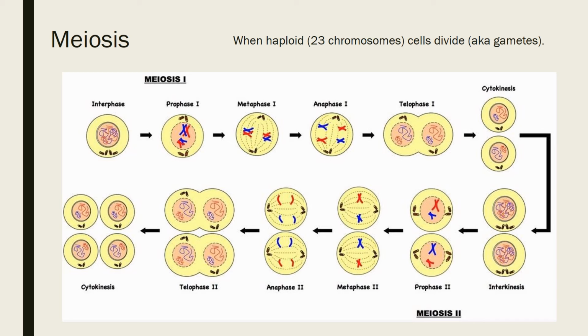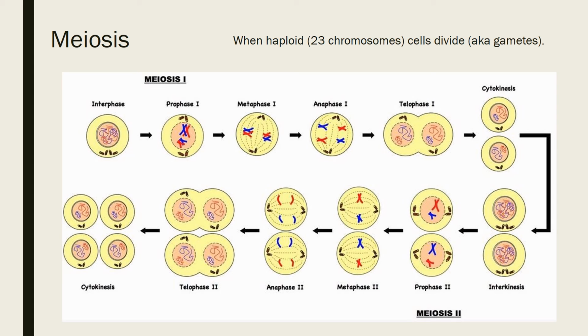During metaphase, they align in the middle of the cell and spindle fibers attach to each centromere of the chromosomes. During anaphase, homologous chromosomes move apart to opposite sides of the cell. Then during telophase, new nuclei will form and the cell will divide.